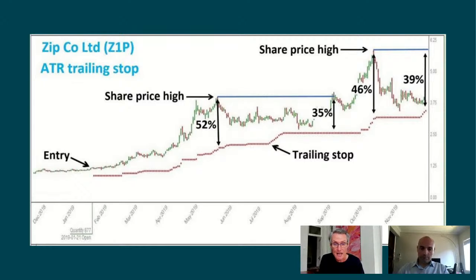So you look at this example of Zip Co, and as the stock becomes more volatile during this strong trending period, the trading ranges are becoming wider, and that's why the stop is getting further away. At this point, from the high to the stop, it's 52%. Some people say, that's way too much, I could never have a stop that far away. But the whole point is staying with a medium-term upward trend and giving the stock appropriate room to move.